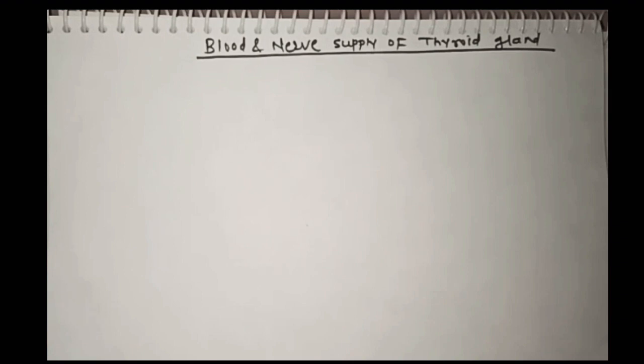I am from JDC Nagpur and today I will explain about the blood and nerve supply of thyroid gland. What is the clinical importance of this topic? The clinical importance is during the thyroidectomy, meaning during the surgery of thyroid gland.